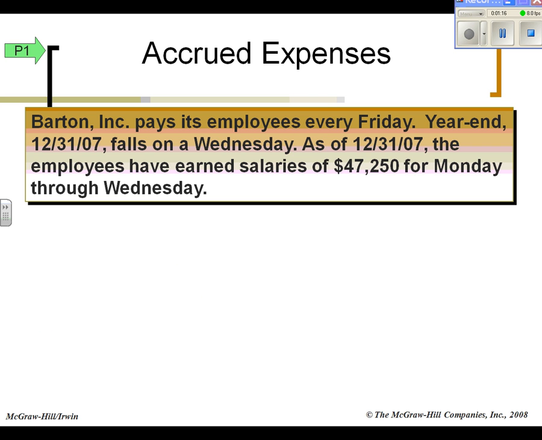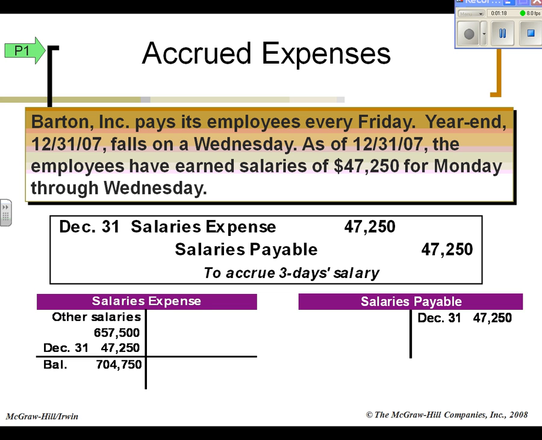Let's look at our entry. On December 31st, I have salary expense of $47,250, and there's my payable. I'm going to credit salaries payable for $47,250. And it's to accrue the 3 days worth of salary. That's expense that I've incurred in 2007. So before preparing my financial statements, I need to make this adjusting entry.